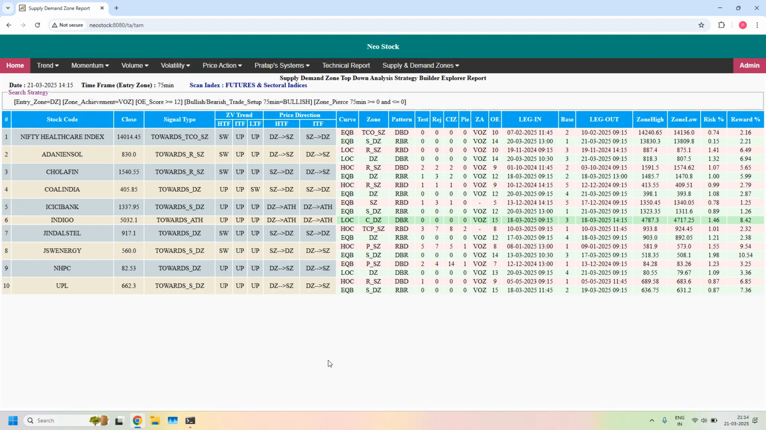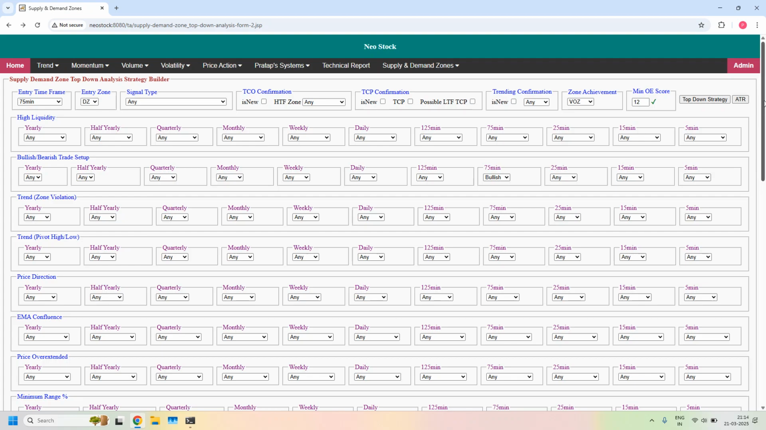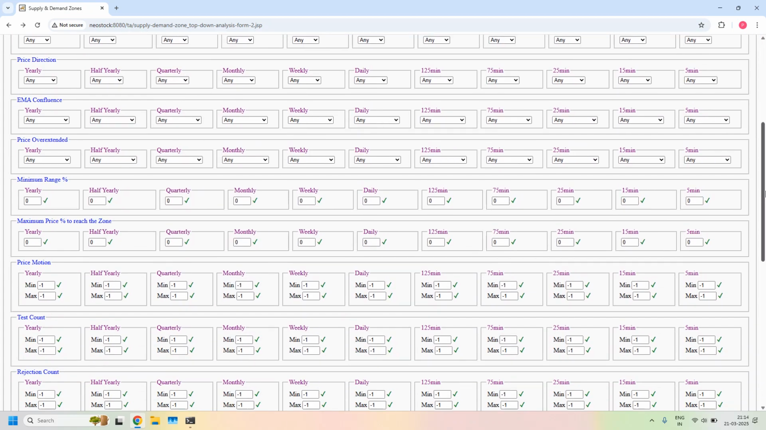Lesson 27. In Lesson 27, I explained all these strategies. Now I am applying zone confluence, LTF, ITF, demand zone confluence.